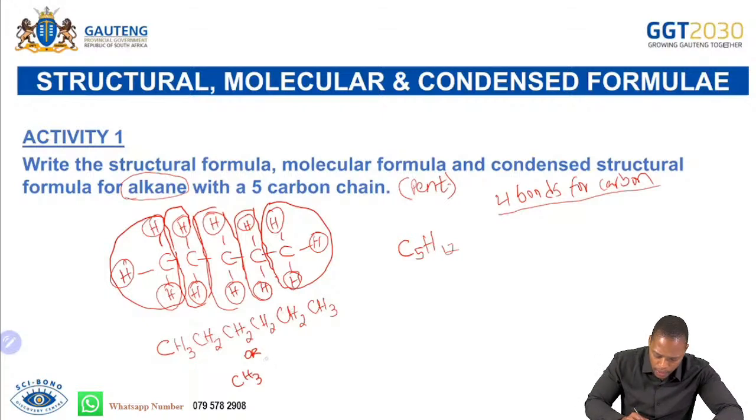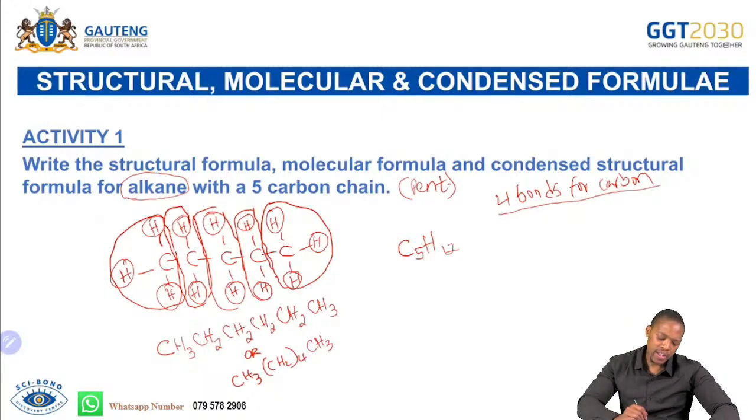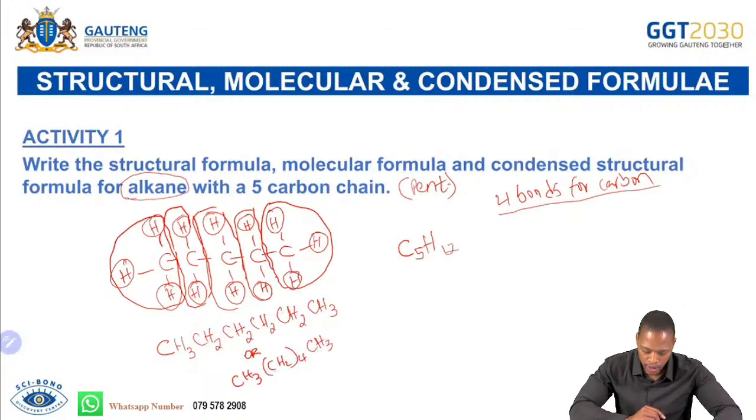I can simply open a bracket and say I have CH2 and I have 1, 2, 3, 4 of them. Then I have a CH3. I think this will bring a question to a learner: why don't I do the same for CH3? Well, I can't, because this CH3 is not directly bonded to this CH3. So I can only do these ones because they are directly bonded to each other.